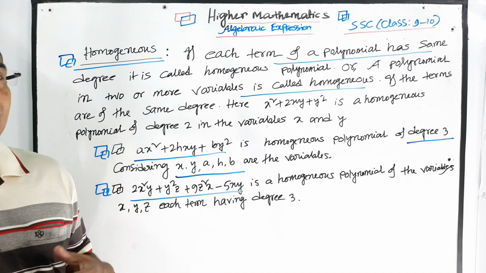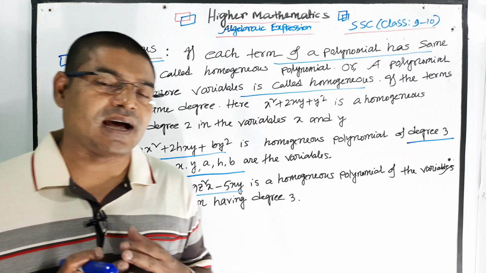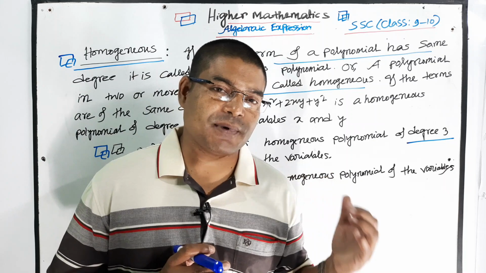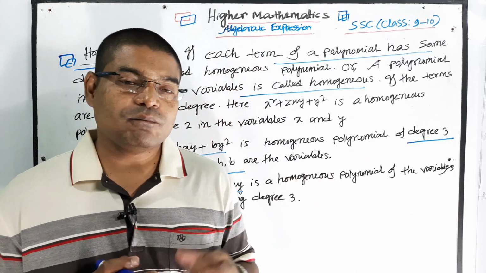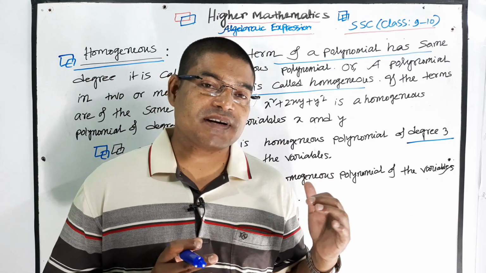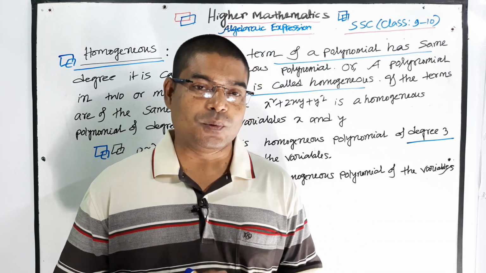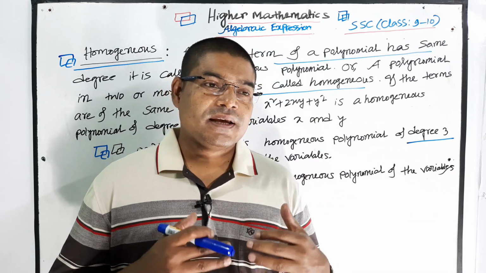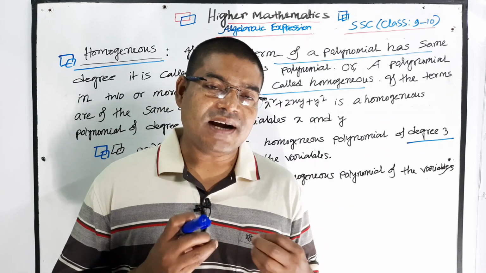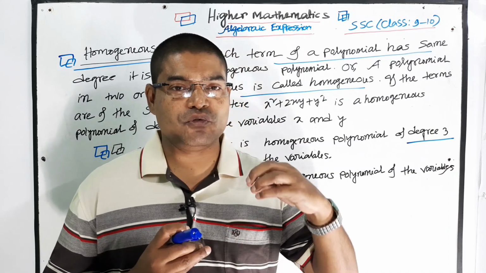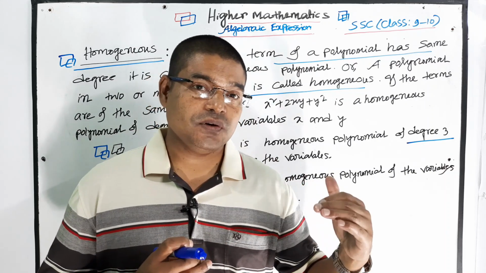So we have learned the definition of algebraic expression, then polynomial, symmetric, cyclic and homogeneous. So if you want to learn this exercise, you have to follow the video from first to last.